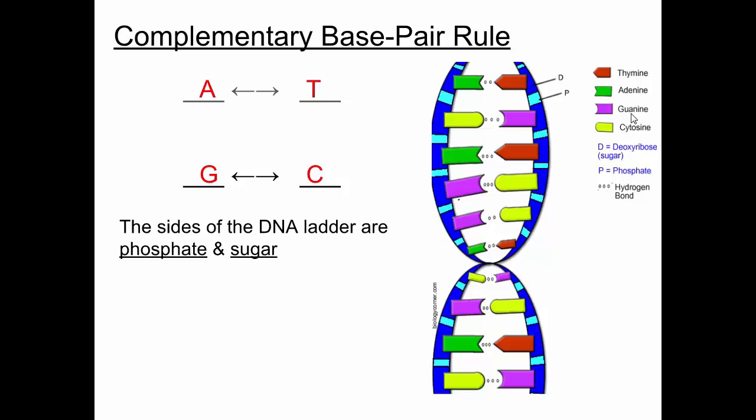So if you think of it as a spiral ladder, where you have rungs, the bases make the rungs. A pair of bases makes a full rung. The rungs are going to be made up of those complementary base pairs. So an A and T makes one full rung, a G and a C makes a full rung. You won't be able to make a full rung with a G and a T. And then the outsides of the ladder are made up of those phosphates and sugars.